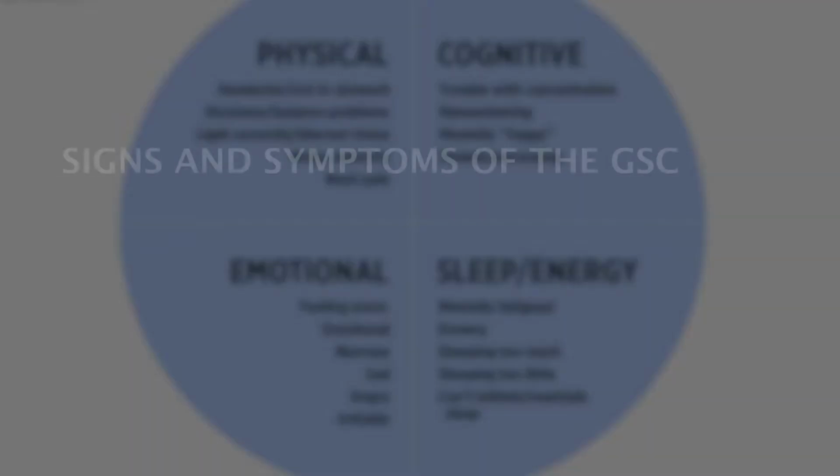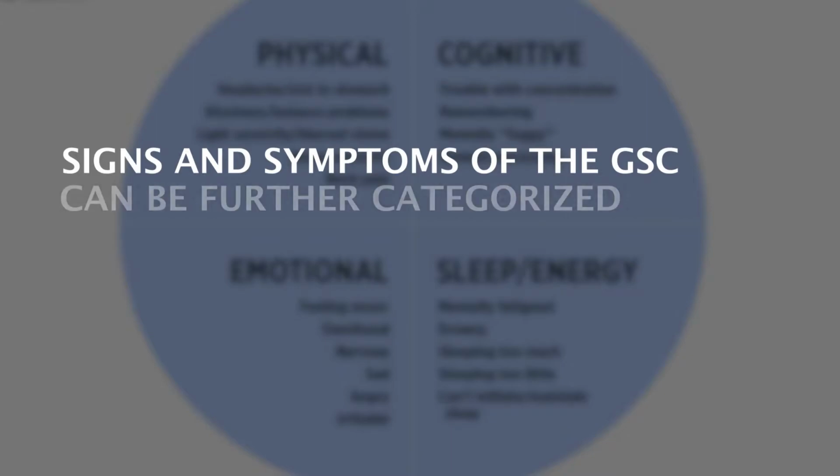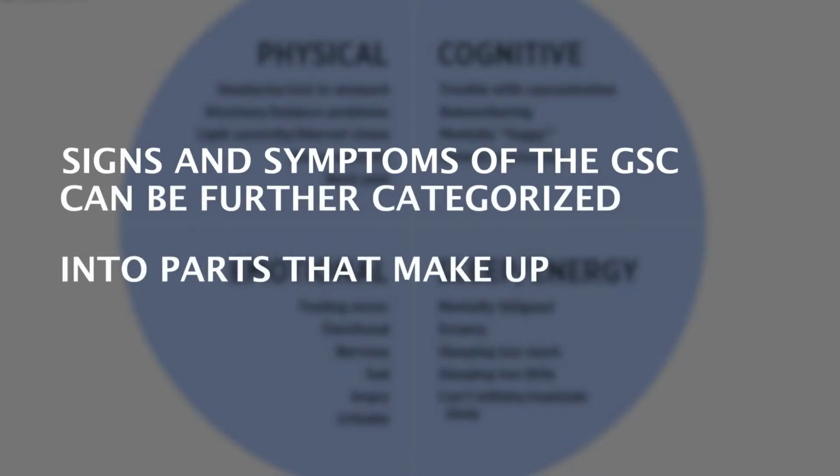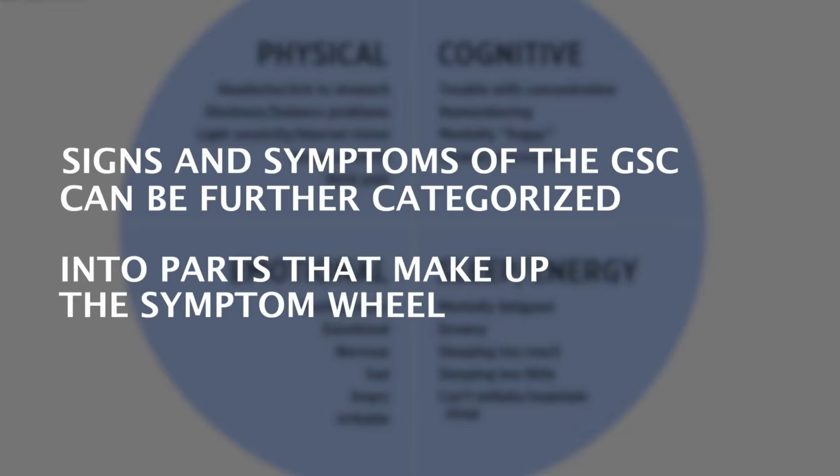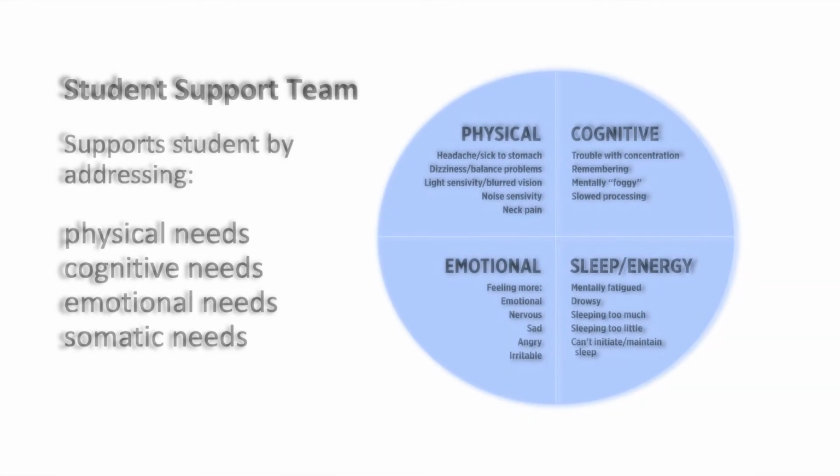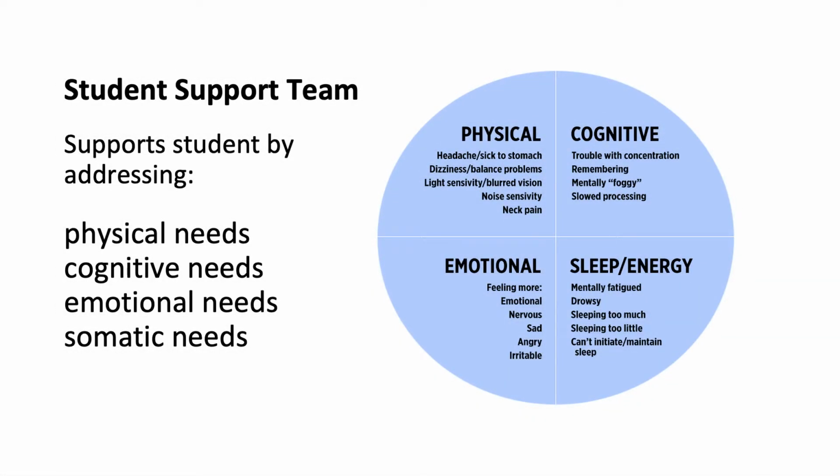The signs and symptoms of the GSC can be further categorized into categories which make up the symptom wheel: physical, cognitive, emotional, sleep, energy. A very important point to understand is that the categories interact and affect each other. For example, physical symptoms will affect cognitive symptoms. Headaches will affect someone's ability to concentrate and remember.